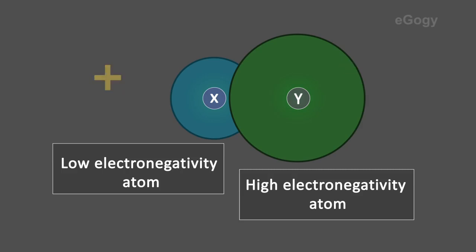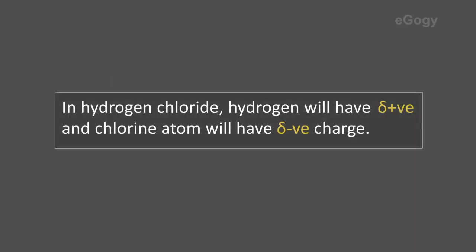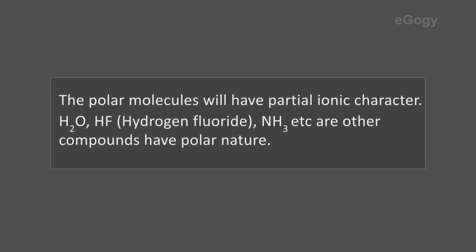The partial charge on atom can be represented as delta positive and delta negative. Example, in hydrogen chloride, hydrogen will have delta positive and chlorine atom will have delta negative charge. The polar molecules will have partial ionic character. Water, hydrogen fluoride, ammonia, etc. or other compounds have polar nature.